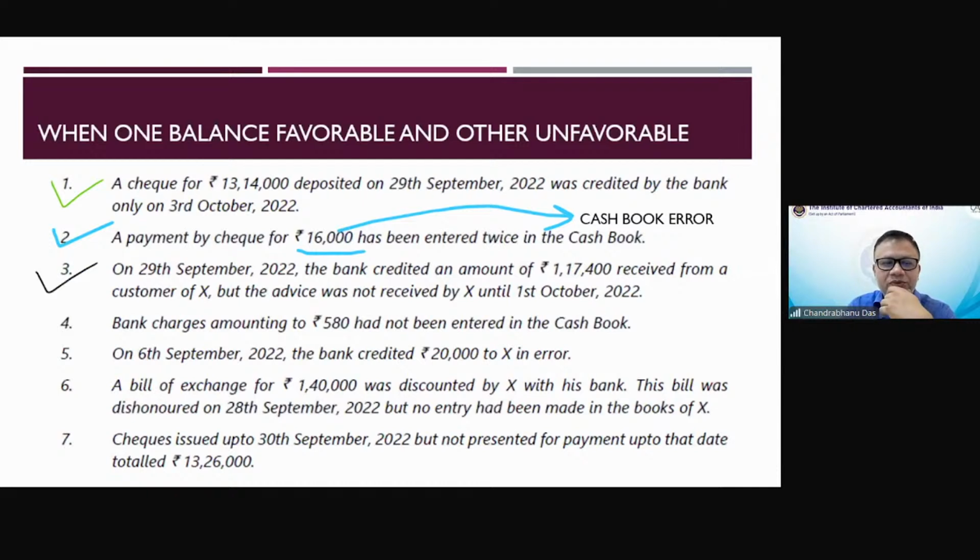It is entered twice in the cash book. The black ones, all the blacks, are bank transactions. Black ticks are bank transactions. Blue one is another error: credited 20,000 to X in error.